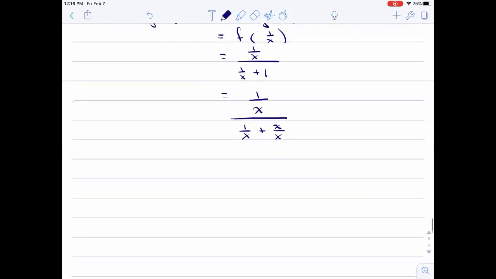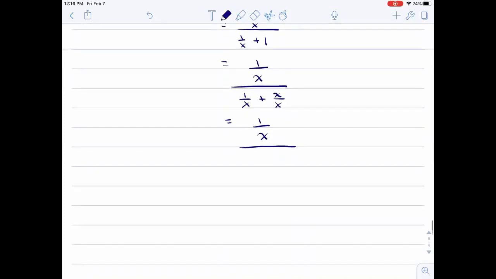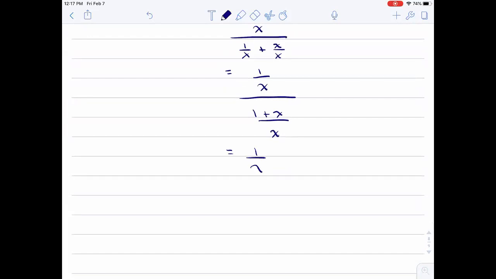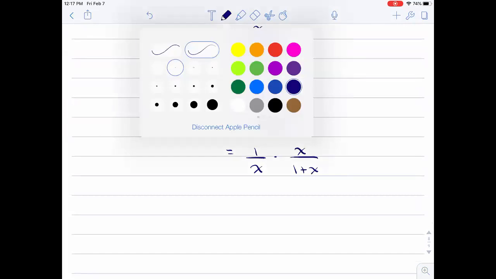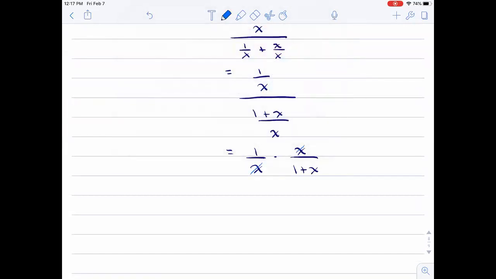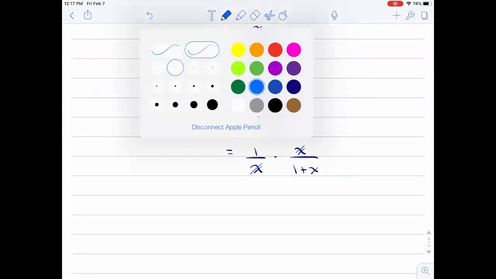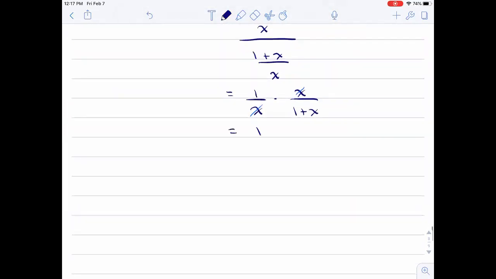So now I've got 1 over x just staying put for a little bit longer, and then over 1 plus x over x. Fraction over fraction, I flip, multiply, and so I get 1 over x times x over 1 plus x. Good thing these x's cancel. And I'm just left with 1 over 1 plus x.